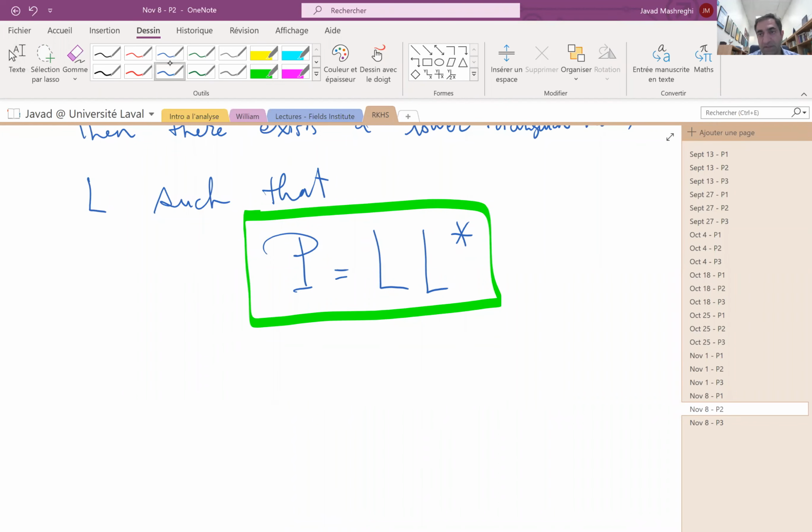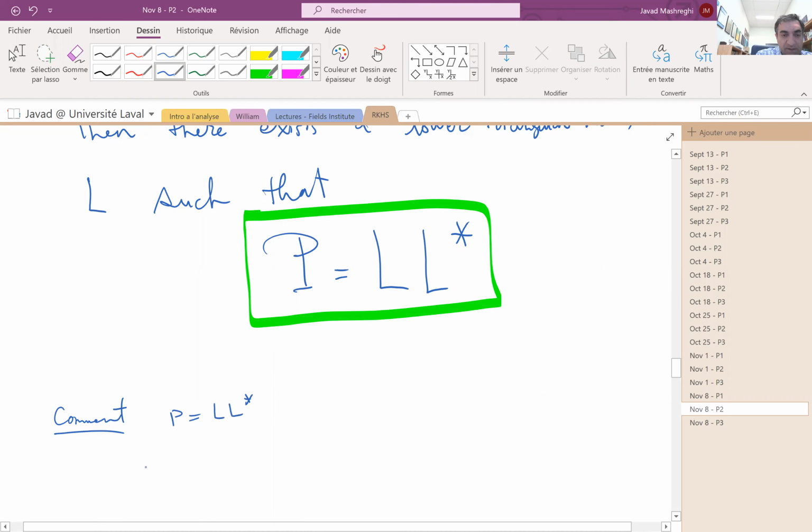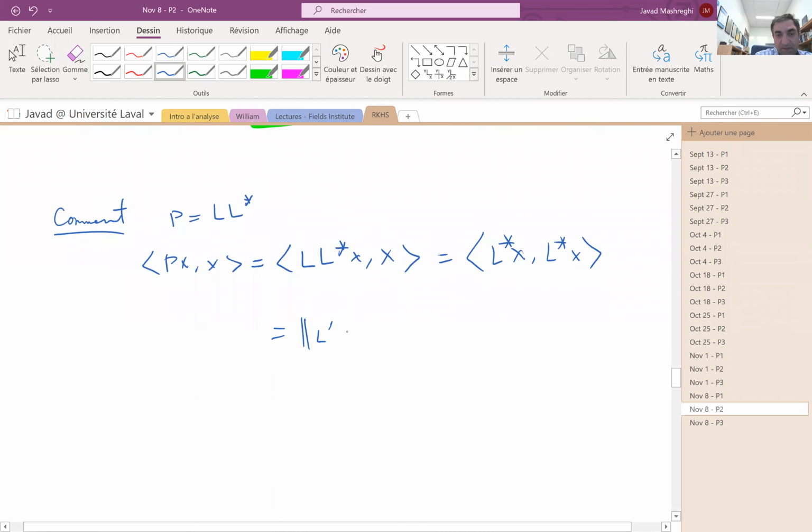Of course, the reverse is trivial. If we know that P is equal to LL star, then the scalar product of PX with X is LL star X, and we can take L to the other side. It's just the norm of L star X, which is positive. So P is positive. If we have this form, then P is positive.